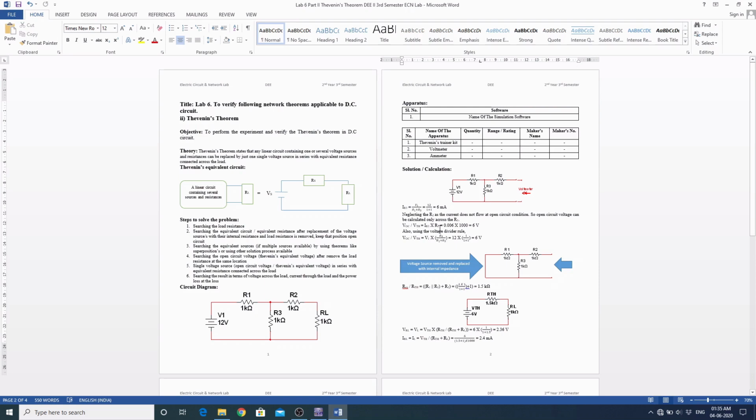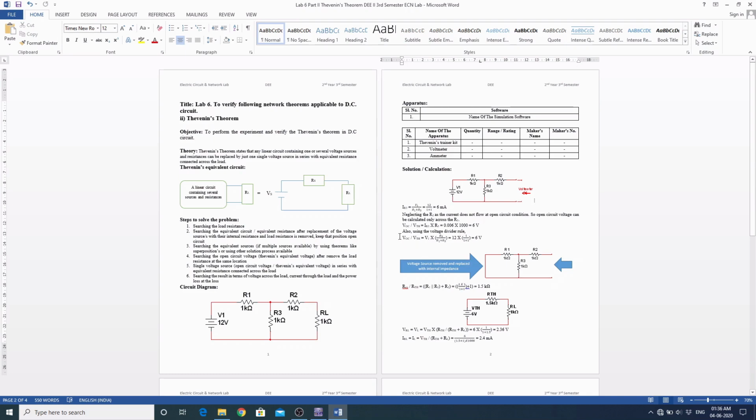So IR3 into R3. The IR3 value is 6 milliampere, which I converted into amps. So 0.006 into 1000. R3 is 1 kilo ohm, which is converted into ohms. So 1000, that is 6 volt.